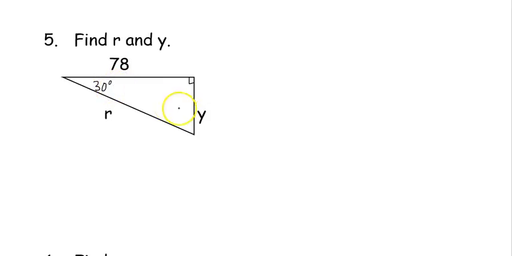And y is opposite of my 30 degrees. So I'm definitely going to be using something with opposite. I don't know what r is. I have to use the 78, and the 78 is on the adjacent side. So opposite and adjacent go with tangent. So I'm going to write my statement, tangent, instead of theta this time, I know that it's 30 degrees. Tangent of 30 degrees equals y over 78.